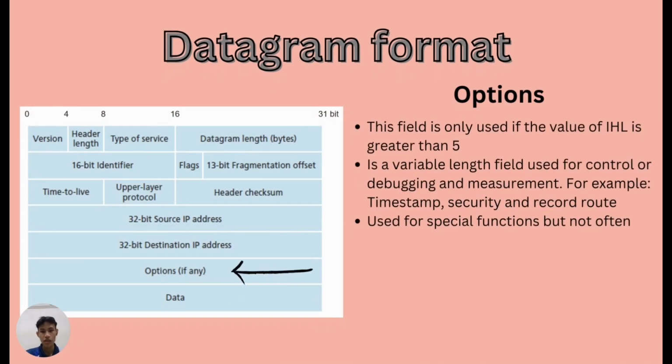The next field we are looking at here is options, which is the optional field in this datagram format. This field is only used if the value of IHL is greater than 5. It is a variable length field used for control or debugging and measurement, for example, timestamp, security, and record route. It is also used for special functions, but not too often.